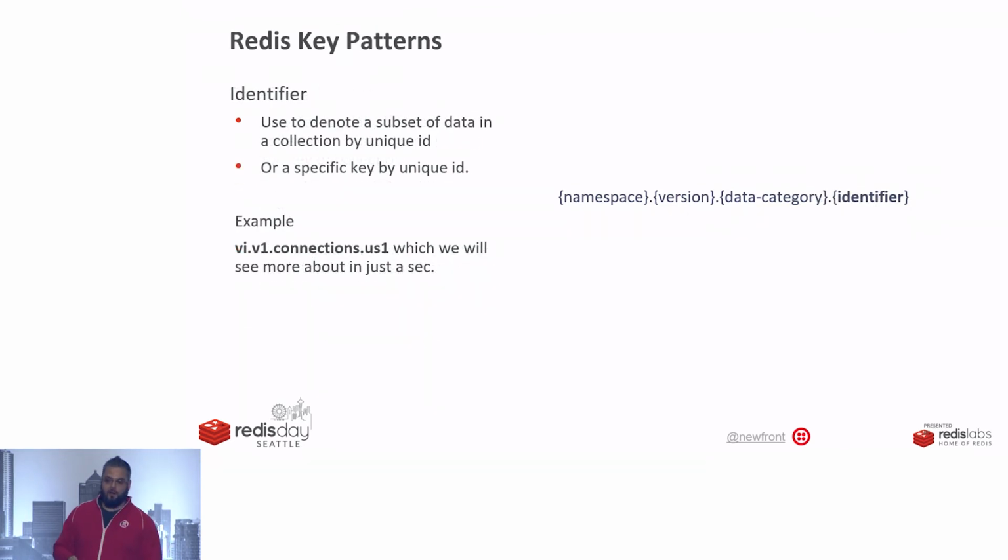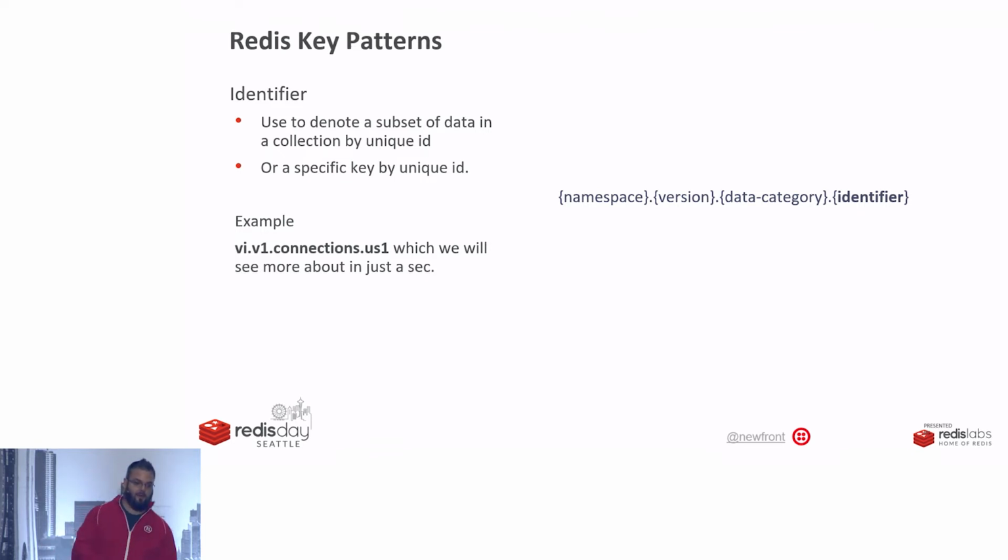All right, identifier. It's a UUID. It could be a string identifier, like a connection at a specific endpoint in an Amazon region, which I'm going to show in just a second as well. So identifiers are basically saying that if you have a key space and a type of data in that key space in that category, it's going to be identified by something.